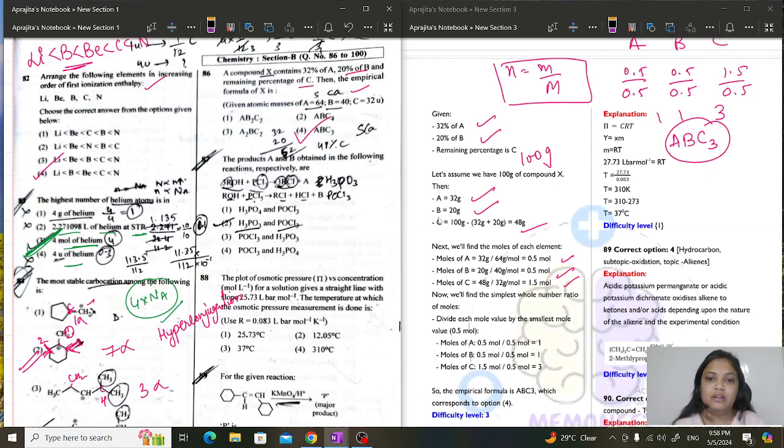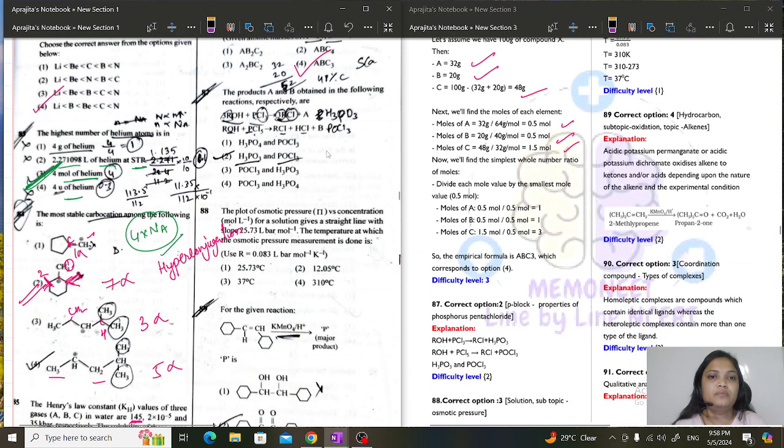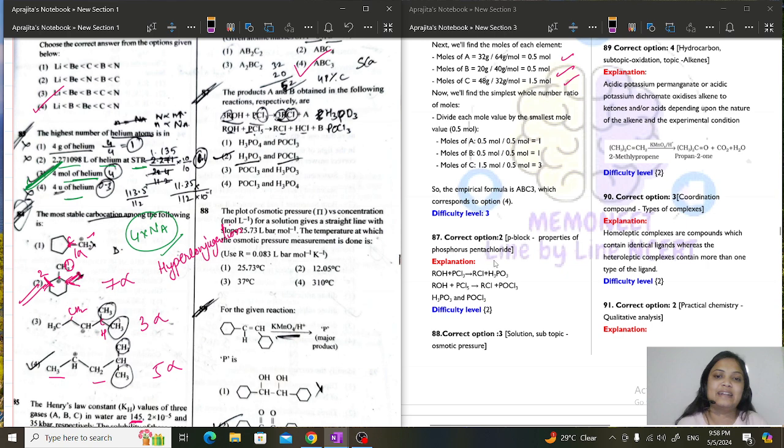Next is question number 87. It's a product A and B in the reaction. In the first reaction, alcohol is reacting with phosphorus trichloride. So the products would be the alkyl chloride plus phosphorous acid, which is H3PO3. And when it reacts with phosphorus pentachloride, we get the alkyl chloride plus phosphorus oxychloride and HCl, of course. So A is H3PO3 and B is POCl3. So the answer is option 2.